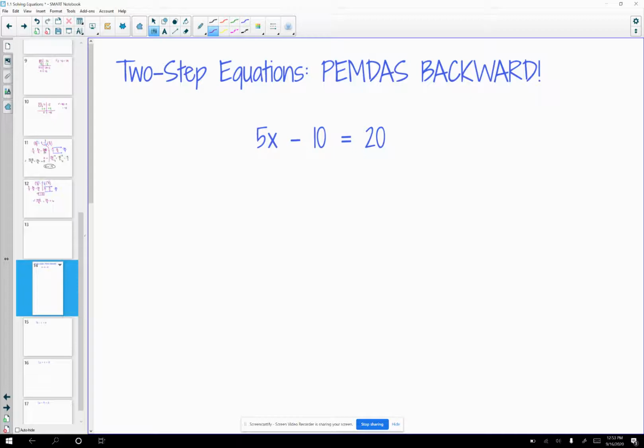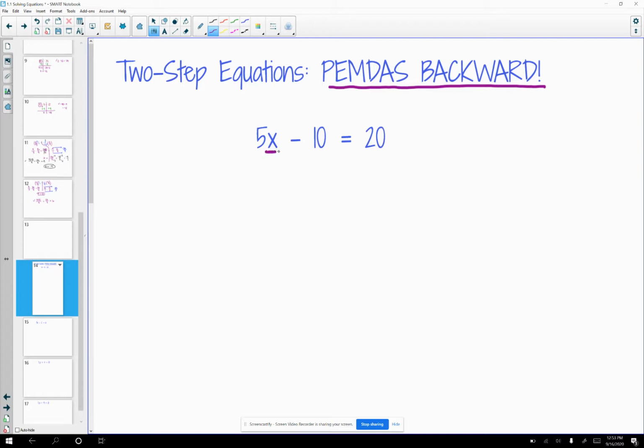Okay, we are back and we are continuing with solving equations. The only thing that's going to be a little bit different is now we are going to do two-step equations, which means in order to get to our answer, we're going to have to do two things. And what's really important is we're actually doing our order of operations backward, still with the goal of isolating the variable.